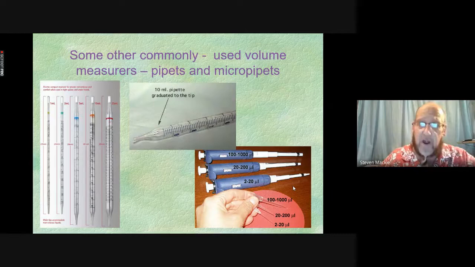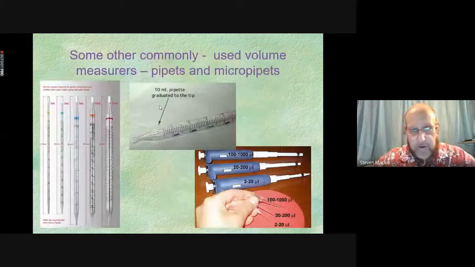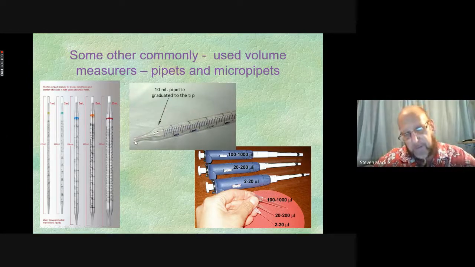So there are some other commonly used volume measurers. It's not uncommon in chemistry classes to use a smaller unit like this, called a pipette. There can be 1 milliliter pipettes that are graduated in tenths of a milliliter. There can be a 25 milliliter pipette that's graduated in 1 mils. In this particular case, from the tip of the pipette to here is 1 mil because it's a 10 mil pipette.